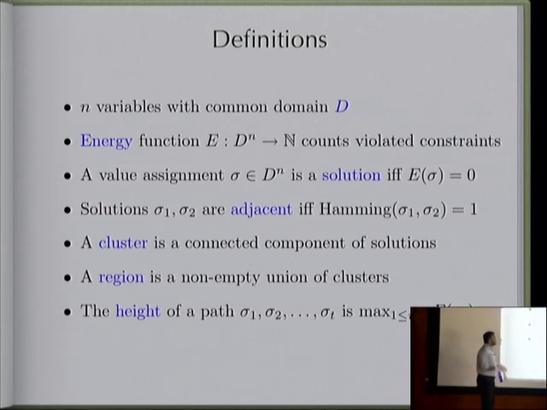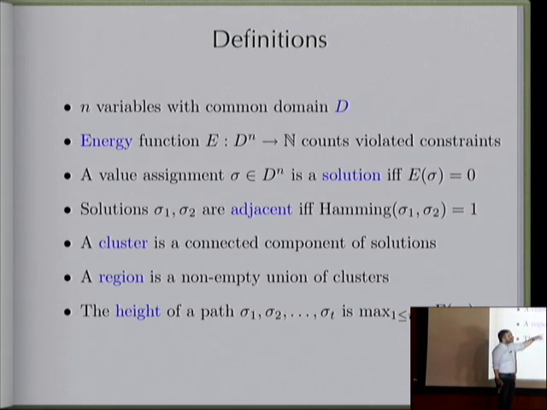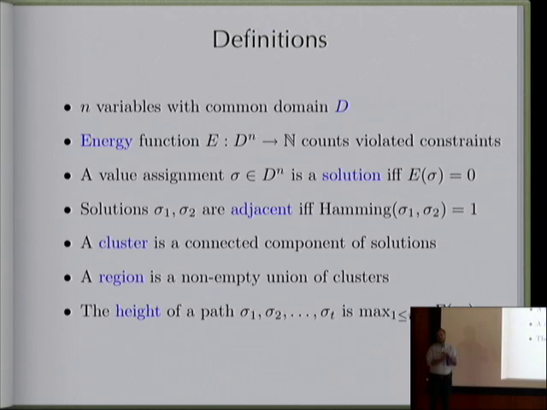Now, we will say that two solutions are adjacent if their Hamming distance is 1. So a cluster is going to be a connected component of solutions under this notion of adjacency. And it turns out that for technical reasons, it's helpful to introduce this notion of a region to be a non-empty union of clusters, okay? But I promise you that I will never sort of abuse these definitions. All I will really use this notion of a region for is to agglomerate clusters that are really, really close together. So in your brain, you should just replace the word cluster with the word region, and I promise I'm not cheating.